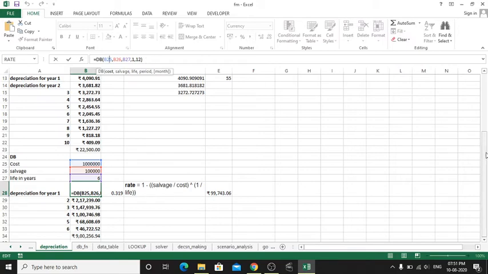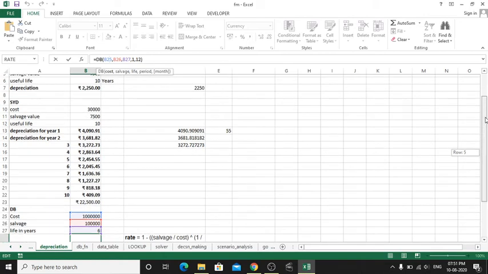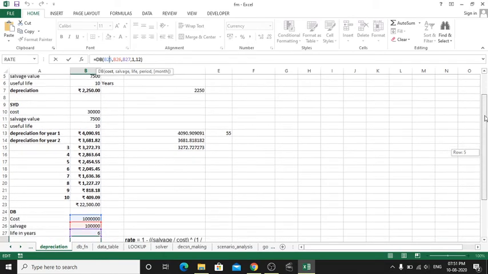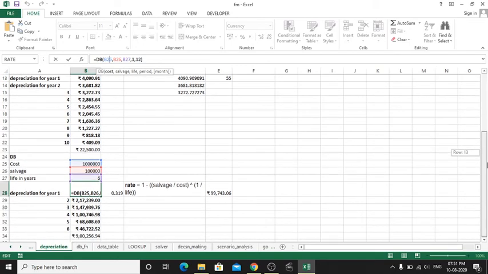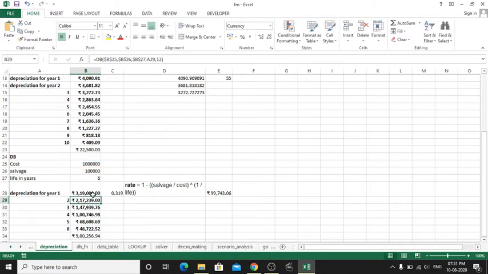So in this sheet we have learned 3 functions: SLN, straight line; SYD, sum of years; and DB, declining balance. Yeah, that's it about this one. For finding the second year depreciation amount, we have to pass the same arguments as we did in the year 1 depreciation calculation. Just drag it down and find the remaining depreciation amount for the remaining years.